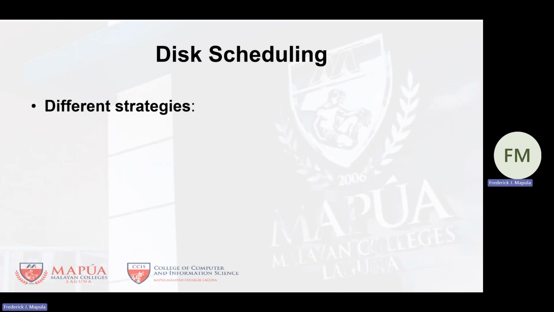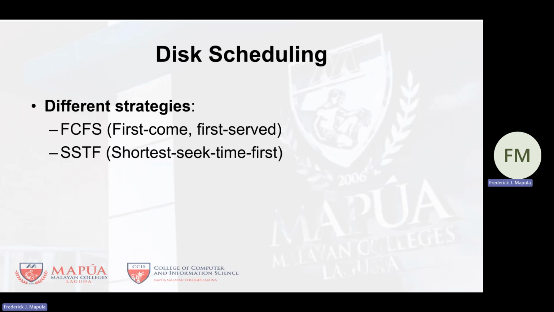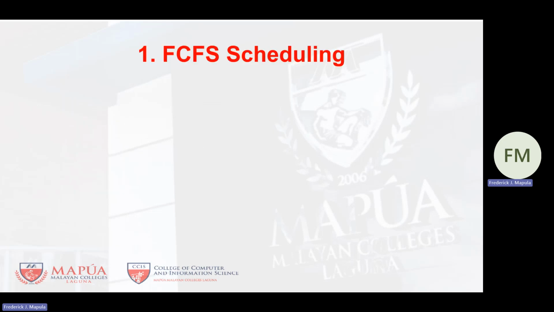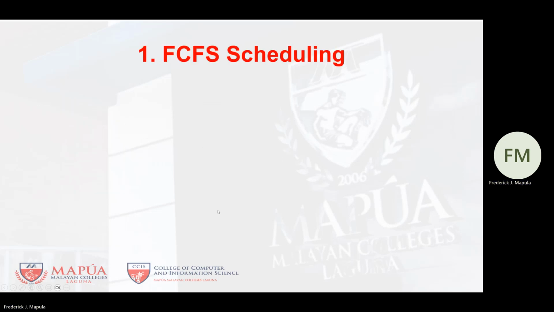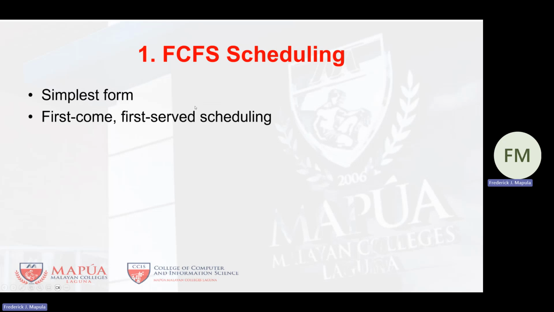So we have different strategies. We have the first come, first serve, like what I mentioned earlier, and the SSTF, or the shortest seek time first. Then SCAN. Under SCAN, we have C-SCAN, and we have LOOK and C-LOOK. Right? So I think we will be discussing until C-SCAN. So for the first scheduling, which is the simplest form, first come, first serve scheduling.